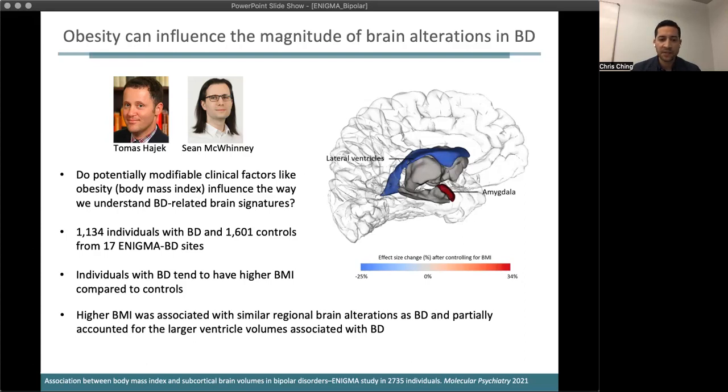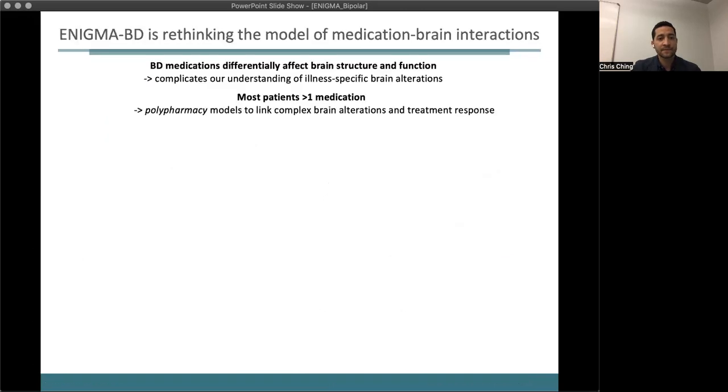So this points to an important idea in that we need to model some of these other clinical factors to better understand the extent to which the illness is affecting brain structure and function, and how those other clinical factors may accentuate some of those alterations.